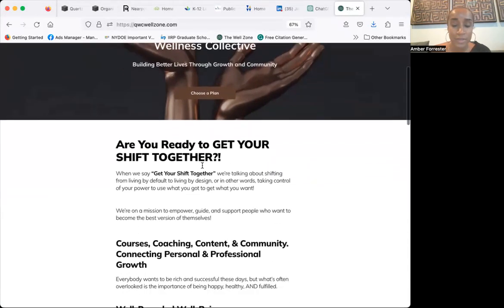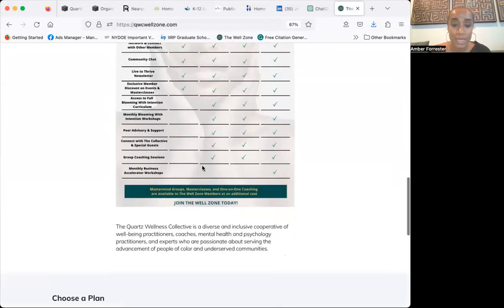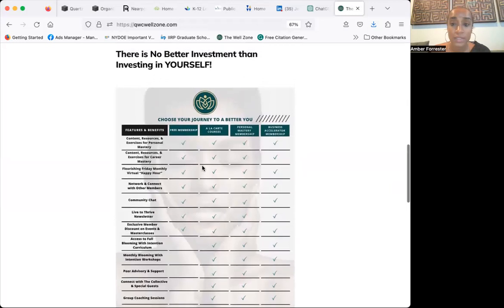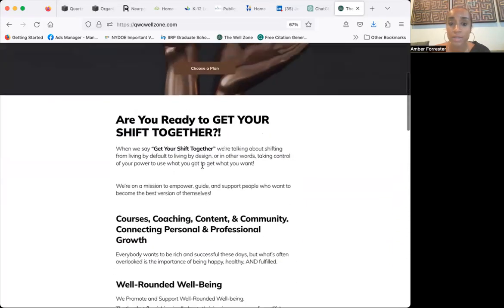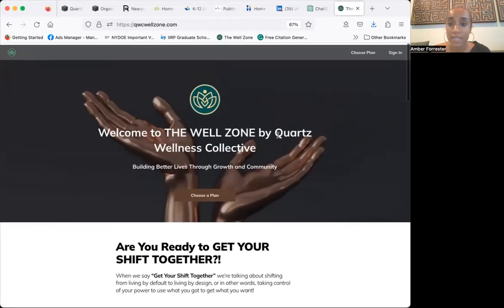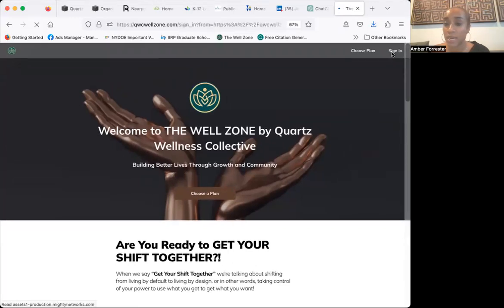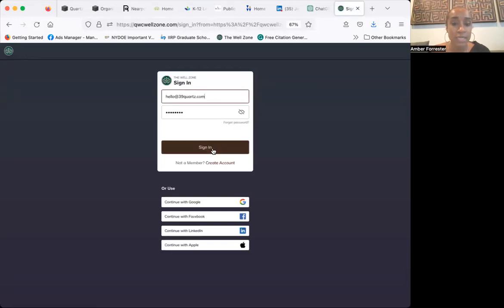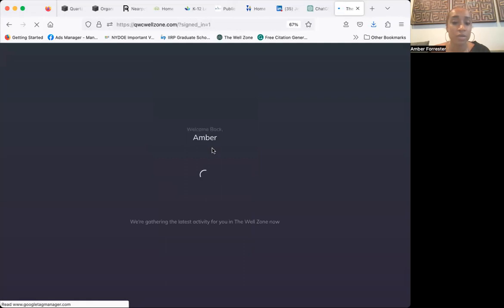So this is the Well Zone landing page. This is what people would see when they come. Of course, we would give a login to members of your organization, so they would not have to get a plan. Their plan would already be set up with you, and we give them access to not only the content of the Well Zone, but also to the Blooming with Intention on-demand life skills curriculum.